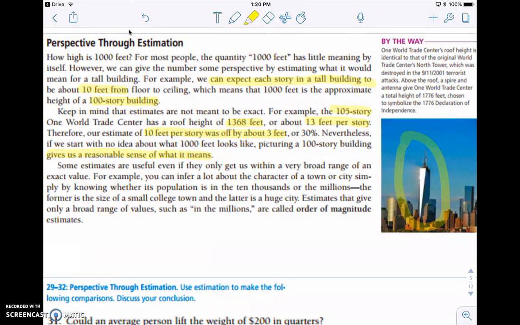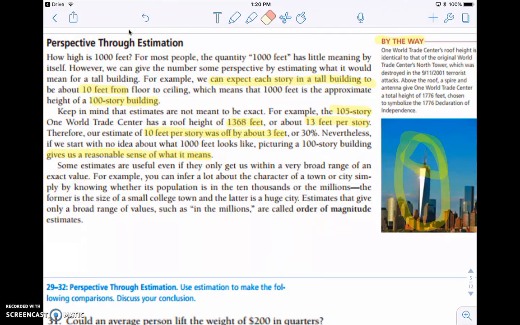So I'll leave the rest of that there. I put this one little historical note over here. One World Trade Center, which is that building right below. The roof height is identical to that of the original World Trade Center's North Tower, which was destroyed on September 11, 2001 in the terrorist attacks. And above the roof, there's a spire, so you can see the little spire right up here.